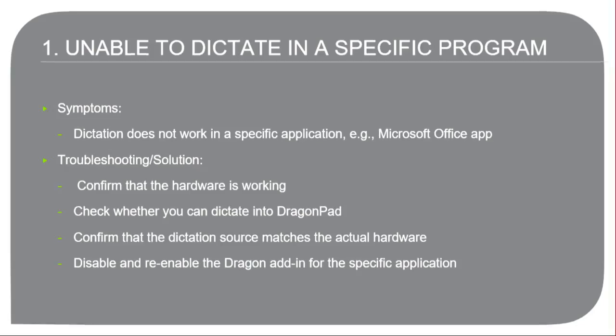So you might be talking into a microphone, a headset microphone, for example, but your audio might really be coming from the built-in microphone in your laptop. And Dragon doesn't do a very good job in those circumstances. Then, probably the most frequent thing to do is to disable and re-enable the Dragon add-in that's been inserted into the Microsoft app that you're using, to enable the connection with Naturally Speaking.